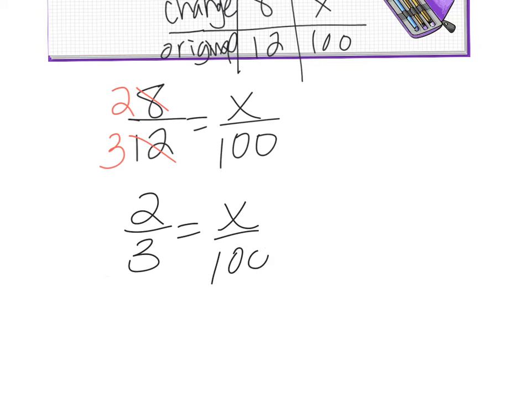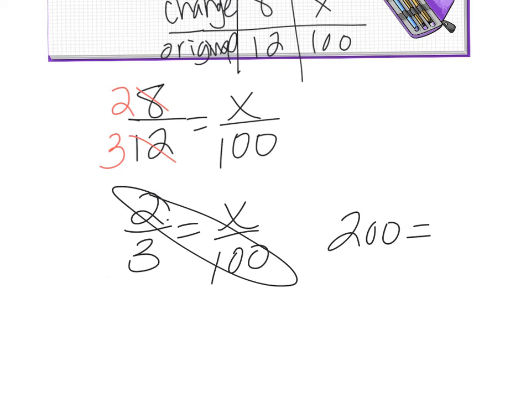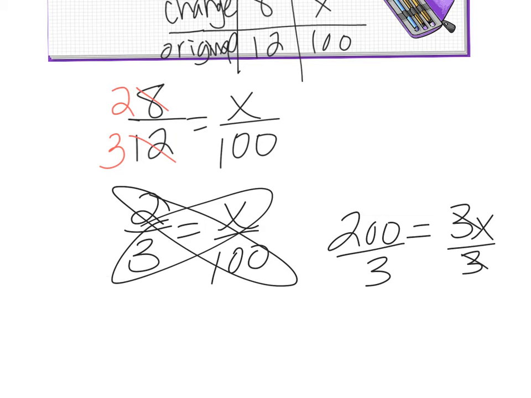If not, then we can use the cross product, okay? So 2 times 100 is 200. That's going to be equal to this cross product, 3 times x is 3x. I get rid of my coefficient, multiplication by division. 3 divided by 3 gives me 1x.